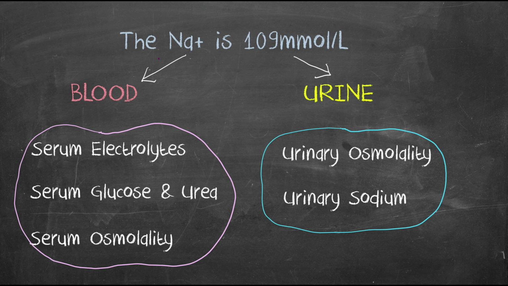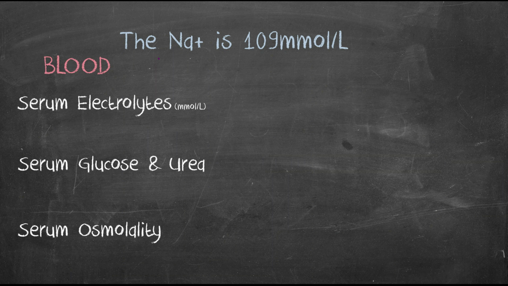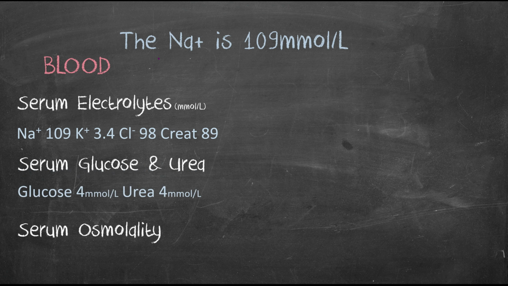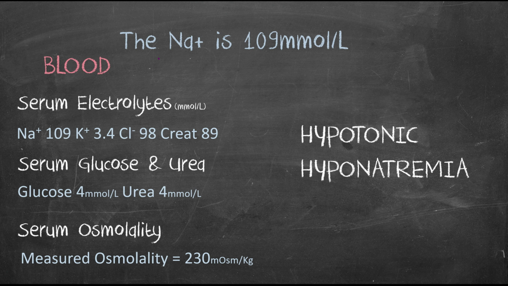Looking at Rachel's numbers, her sodium is 109, her potassium is 3.4, chloride 98, and creatinine 89 millimoles per litre. This is within normal range. Her glucose is 4 millimoles per litre and urea is 4 millimoles per litre, again within normal range, and her measured osmolality is 230 milliosmoles per kilogram. If you do the osmolarity calculation, you'll come up with more or less the same number. So this is hypotonic hyponatremia.